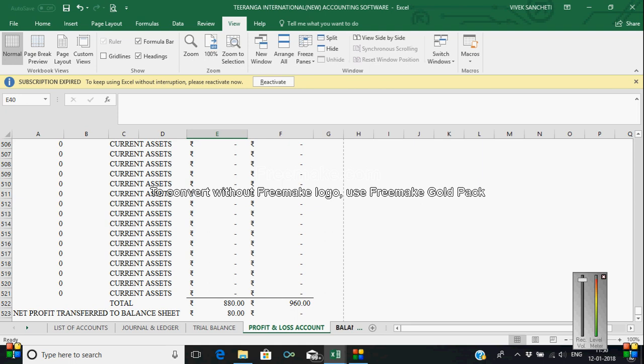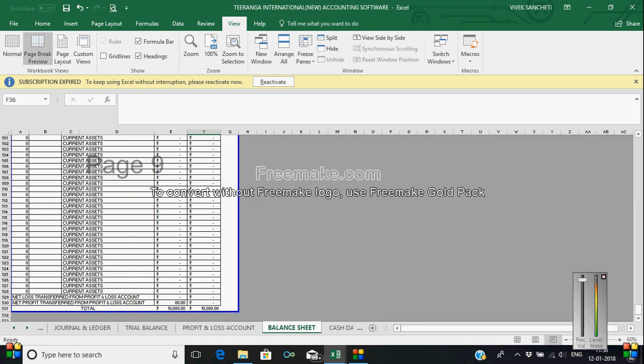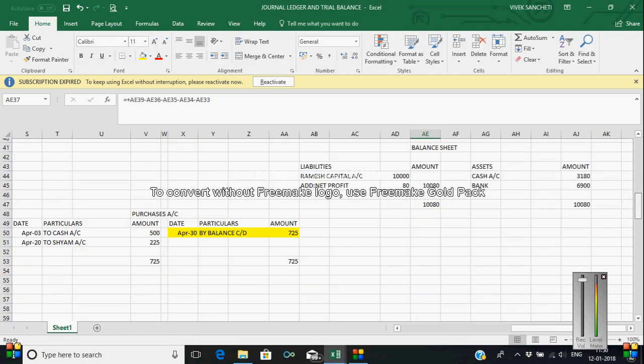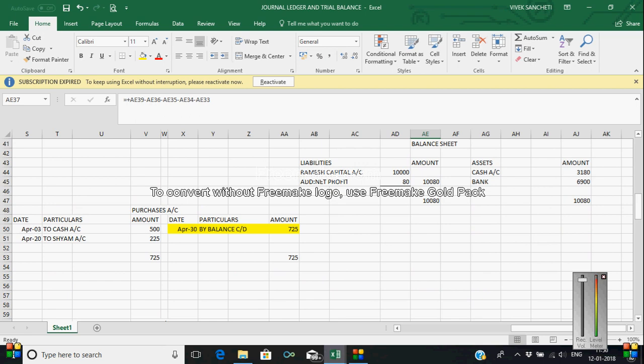And what about the balance sheet? 10080, 10080. See here. Balance sheet total 10080, 10080. Tallied. Now the day book.